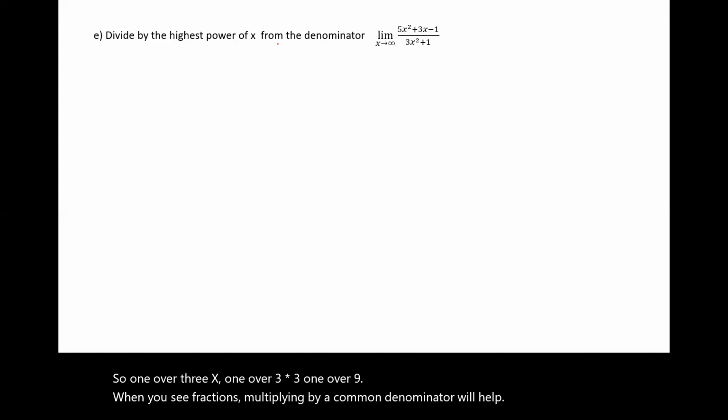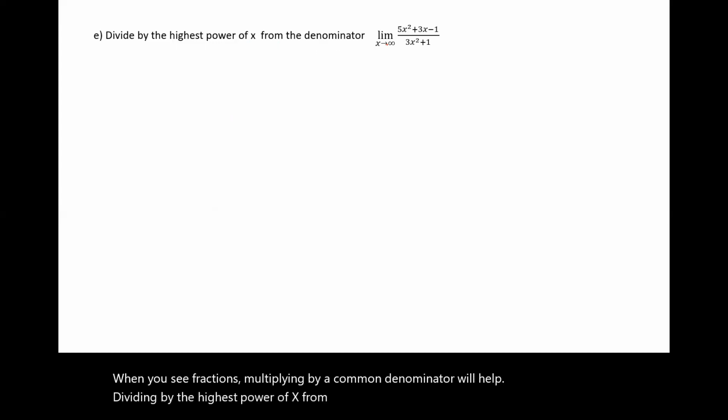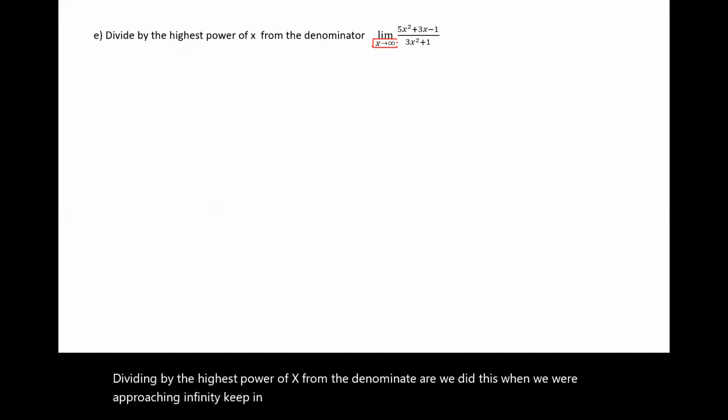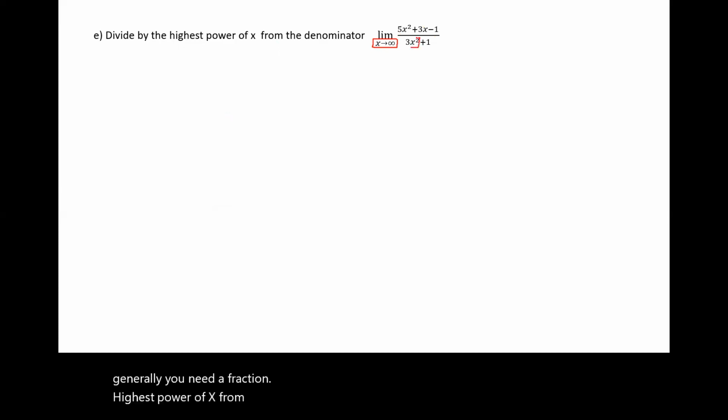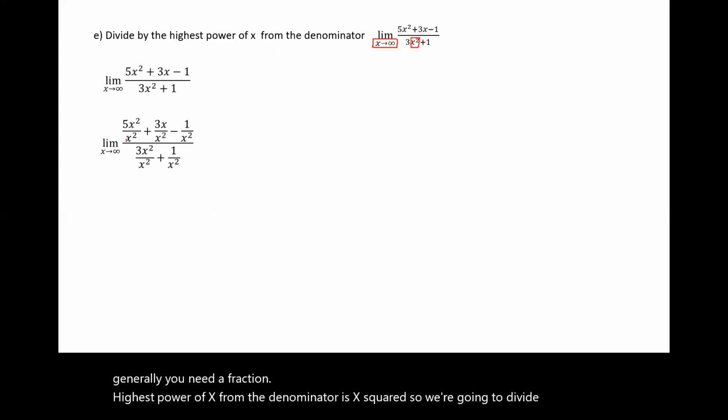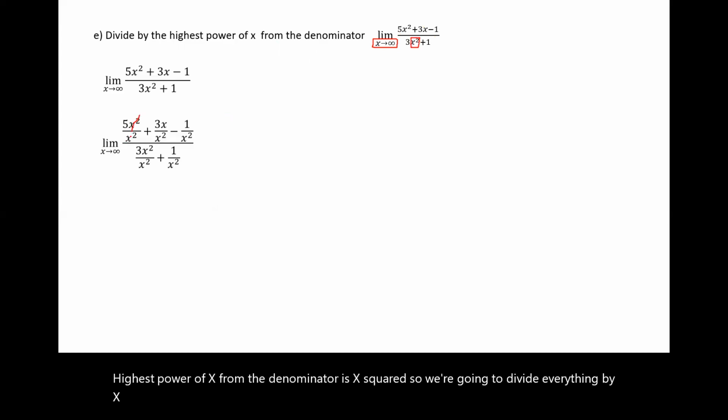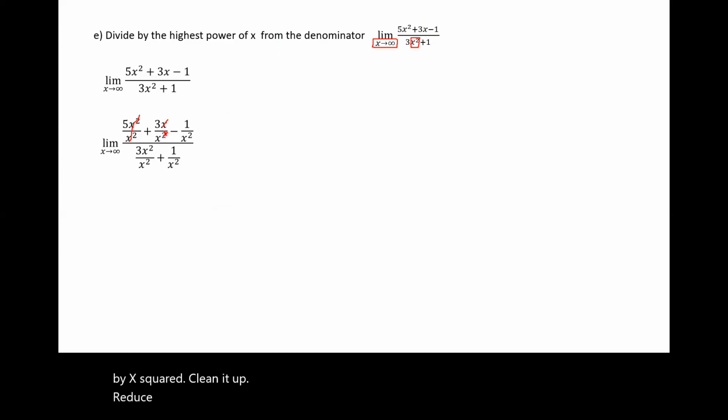Dividing by the highest power of x from the denominator. We did this when we were approaching infinity. Keep in mind, it only works when you're approaching infinity. And generally, you need a fraction. Highest power of x from the denominator is x squared. So we're going to divide everything by x squared. Clean it up. You can reduce those. You can reduce those. You can reduce those.